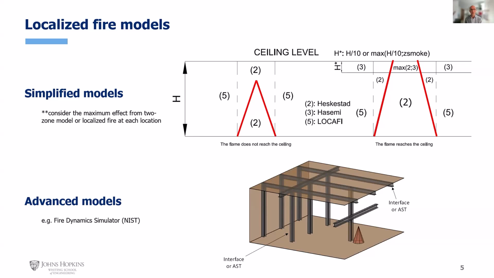Some checks must still be done manually, for example, to consider the maximum between a zone model or a localized fire. Today, I'm focusing on the situation at the bottom of the slide. That's when we want to have a more sophisticated representation of the localized fires, and this is done using computational fluid dynamics.